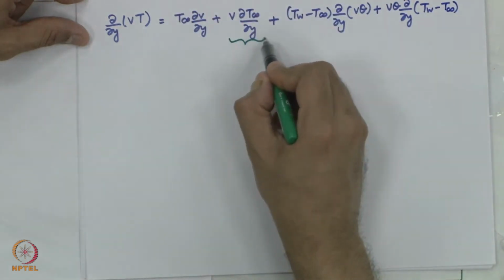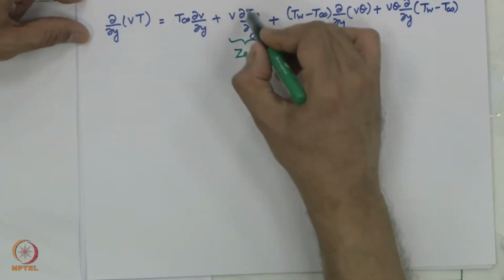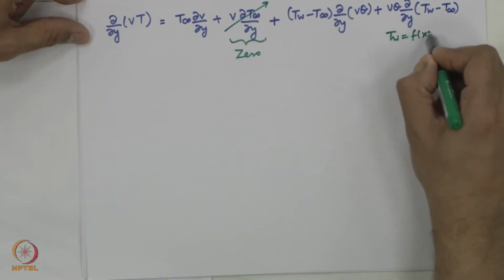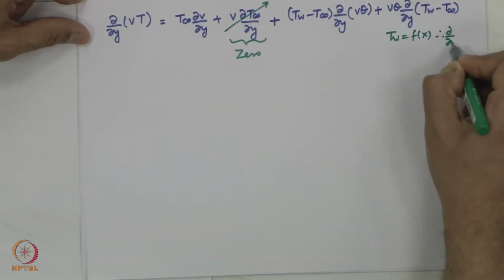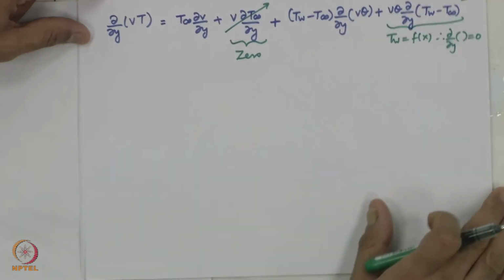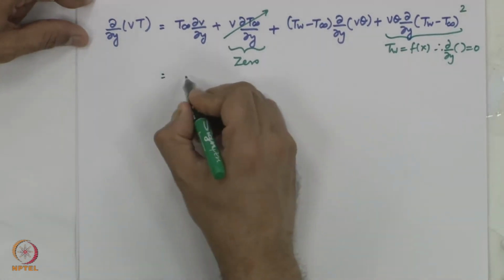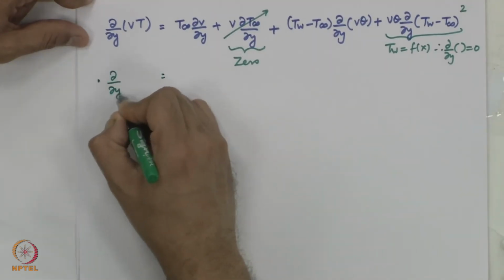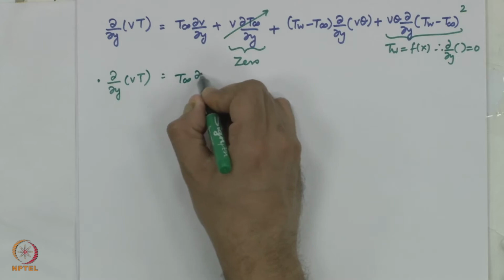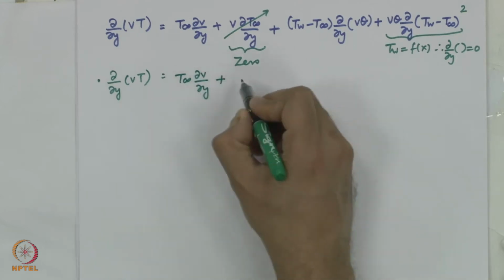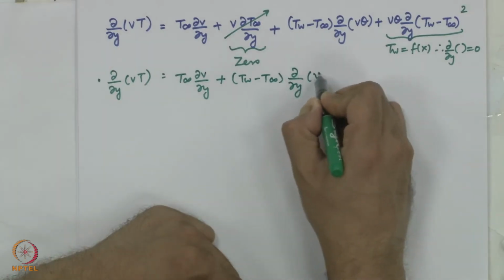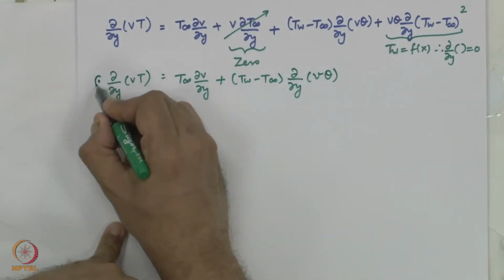Notice this is also 0 because T infinity is constant. This one, Tw is a function of x only, therefore, the derivative with respect to y is 0. So, this term will drop off because Tw is only a function of x. So, I am left with the second term of the left hand side, d by dy of Vt, which is nothing but T infinity dV by dy plus Tw minus T infinity d by dy of V theta. This is something which we will keep aside.